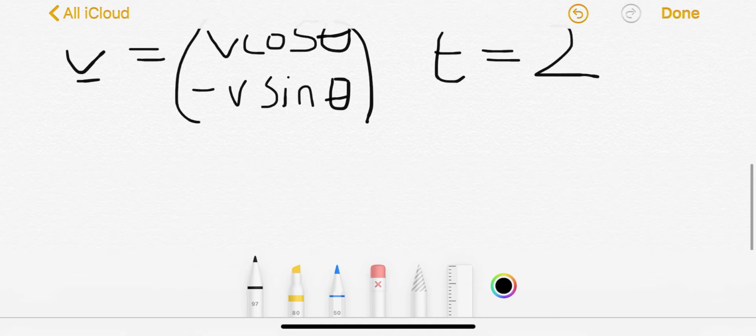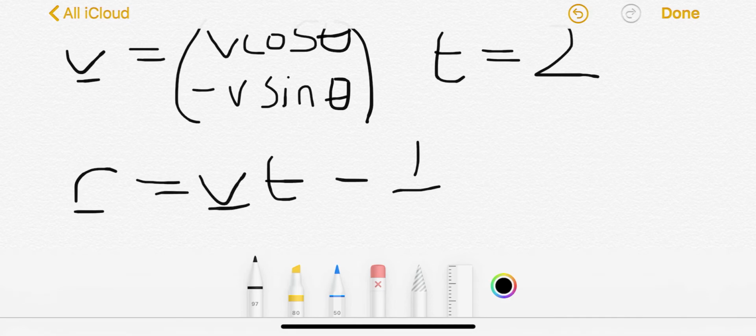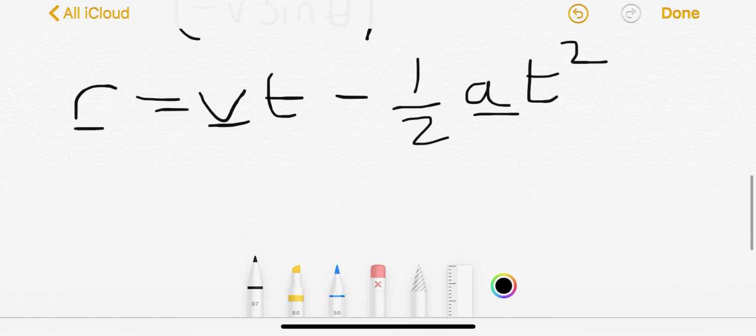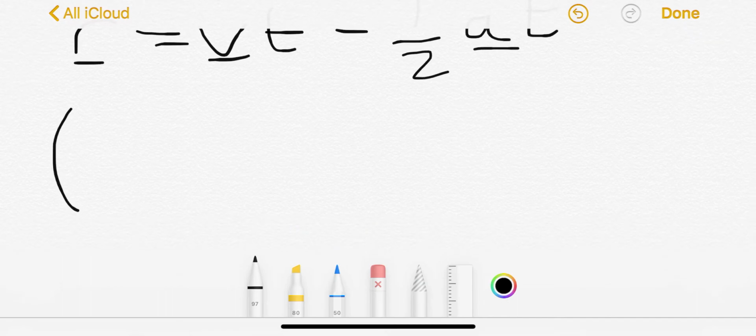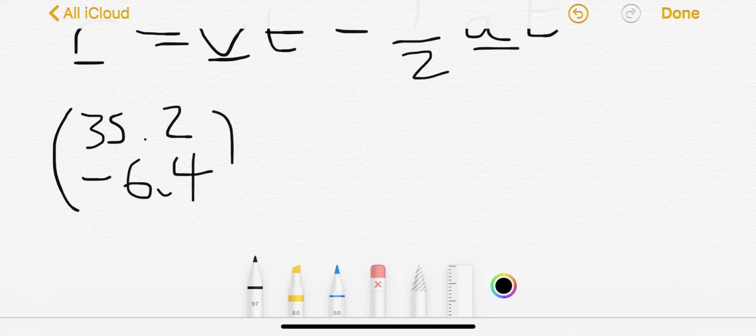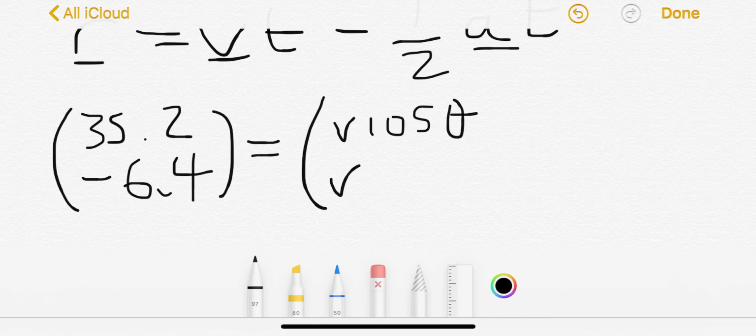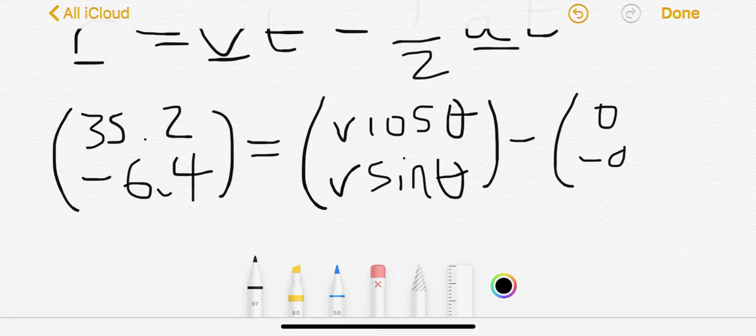The relevant suvat equation is r equals vt minus a half a t squared. Let's just substitute in the vectors we found into this equation. So we have (35.2, minus 6.4) equals (V cos theta, V sine theta) times t, minus (0, minus g) times a half t squared. Oh, sorry, there's a t missing there.